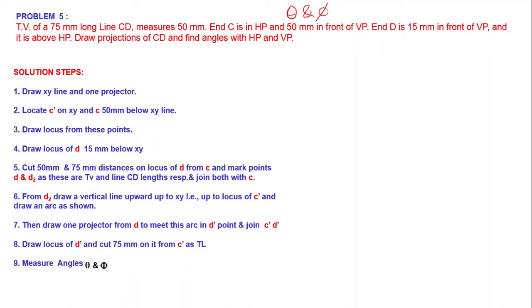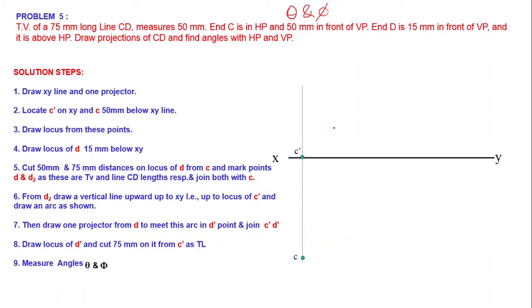Here, again, this is the step-by-step procedure. We can draw the XY line first. Then we can draw the end projector. Then we can locate point C like this. Here end C is in HP and in front of VP. That means either in first quadrant or fourth quadrant or in between first and fourth. If a particular point is in HP, then its front view must be on XY line. Front view C dash must be on XY line. Then 50 mm in front of VP means that we can represent that 50 mm below XY line and locate point C. This is the procedure to locate point C.